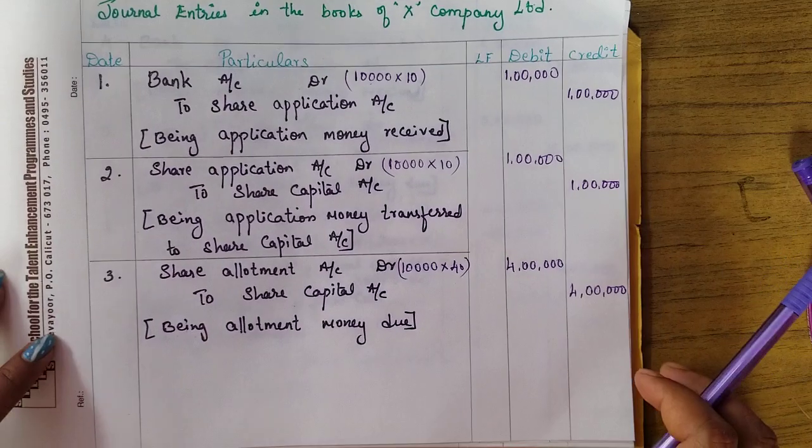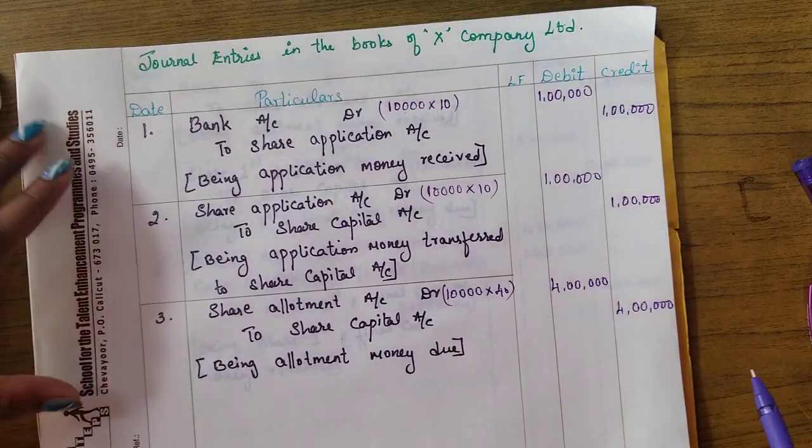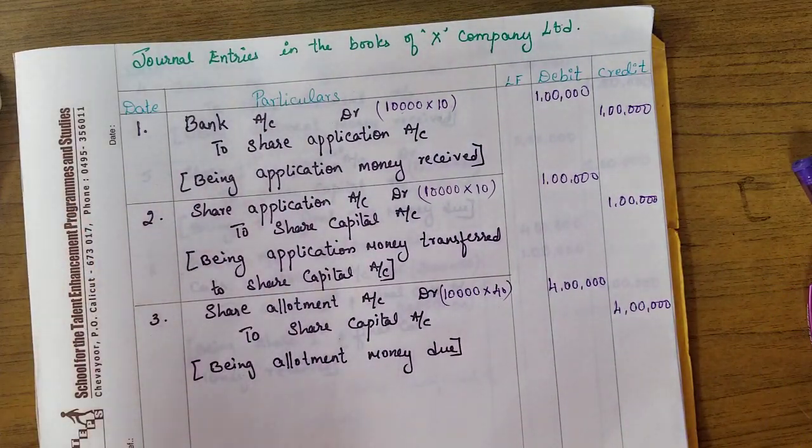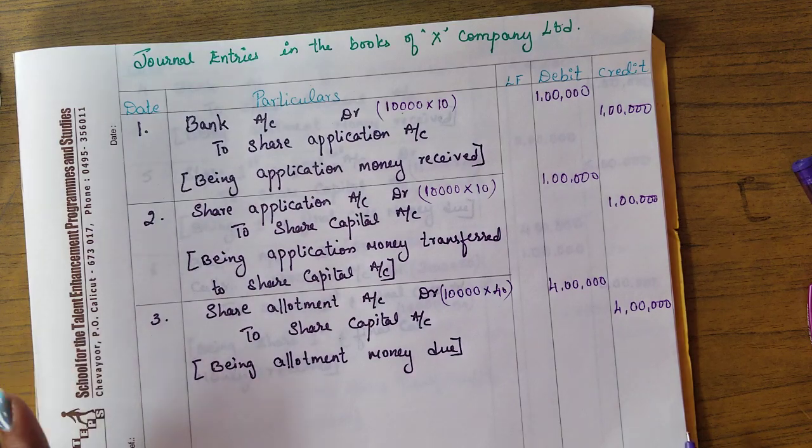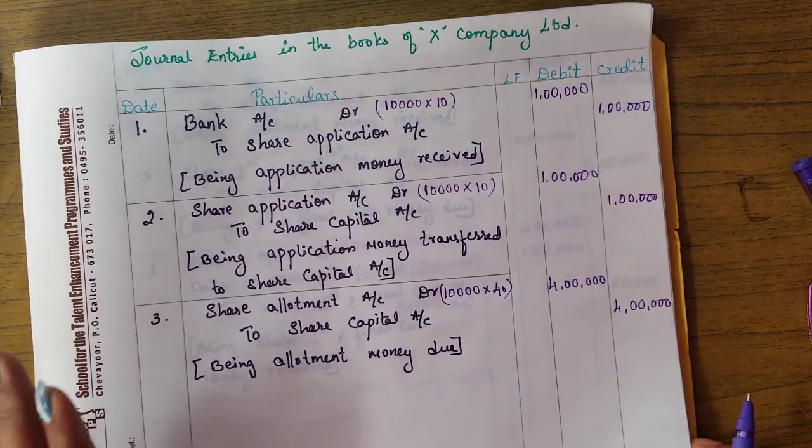So this is the final problem here. So this is based on the issue of shares at par. Issue of shares at par means issuing the share at the market value. The face value of the share will be equal to the market price. That is what the issue at par is. This is a very simple problem based on the forfeited shares.